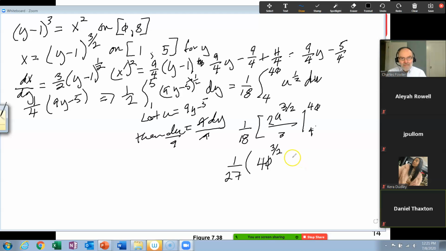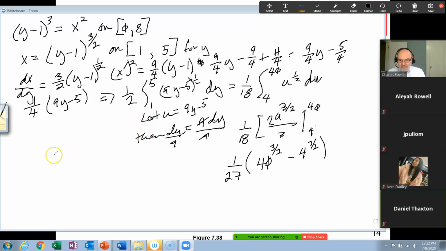Okay, minus 4 to the 3/2 power. Now, let's pause for a moment and think about what those quantities are. Let's first take the square root of 40. The square root of 40 is the square root of 4 times 10. So the square root of 4 is 2, so that's 2 times root 10.